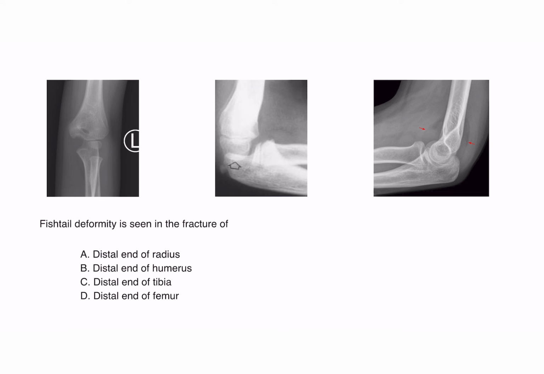Fishtail deformity is seen in fracture of? The answer is distal humerus. Why? What is fishtail deformity? Fishtail deformity is a problem at the trochlear fossa, right? Whenever there is a distal humerus fracture, the trochlear fossa goes for dysgenesis. In a pediatric distal humerus fracture, the trochlear fossa goes for dysgenesis. And what happens is the patient develops this pattern.